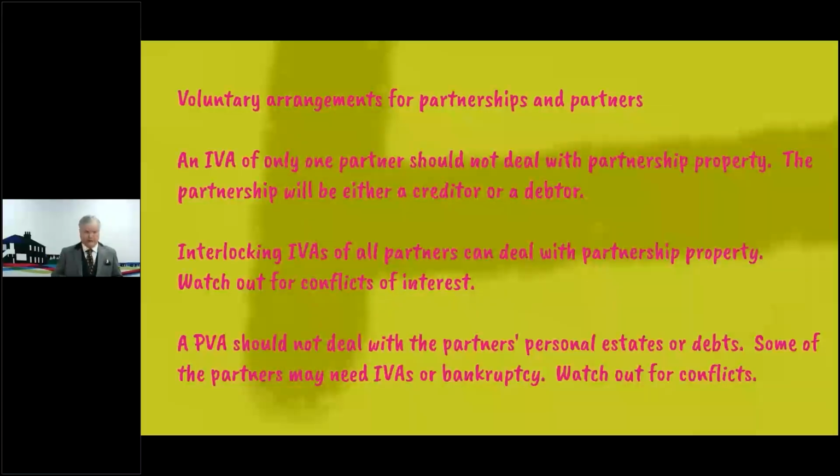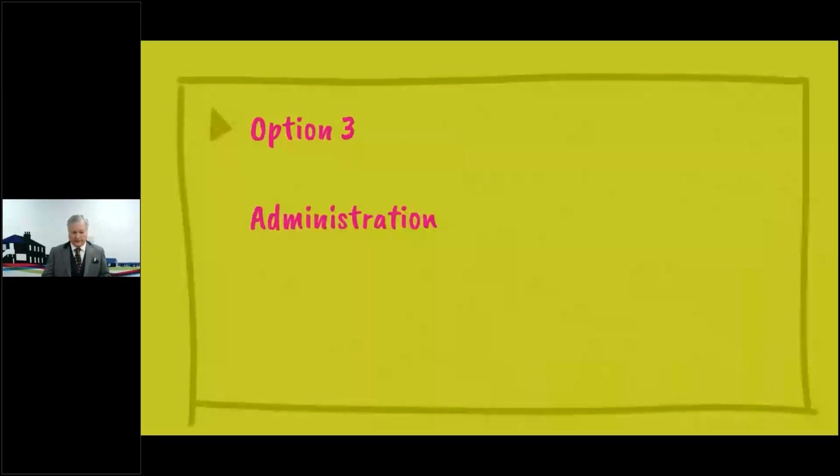Third option is administration, and administration is very much a first aid procedure here. When going into an administration, the main reason for having an administration of a partnership is to ring fence the assets, to set up this defensive wall, this moratorium protection around the assets in the partnership, and to ensure the orderly protection of them and realisation of them for the creditors. But you do need an exit in mind for an administration, and that may be a PVA, it may be interlocking IVAs, but you'll need a fairly clear idea of what it is that you're going to be asking the creditors to agree to.